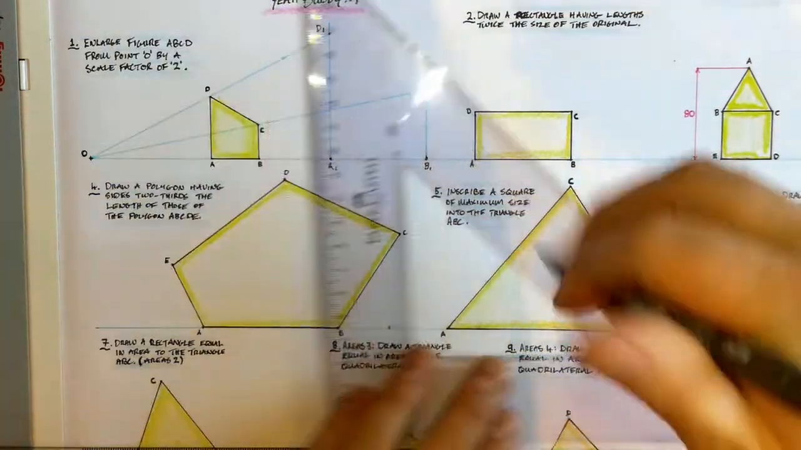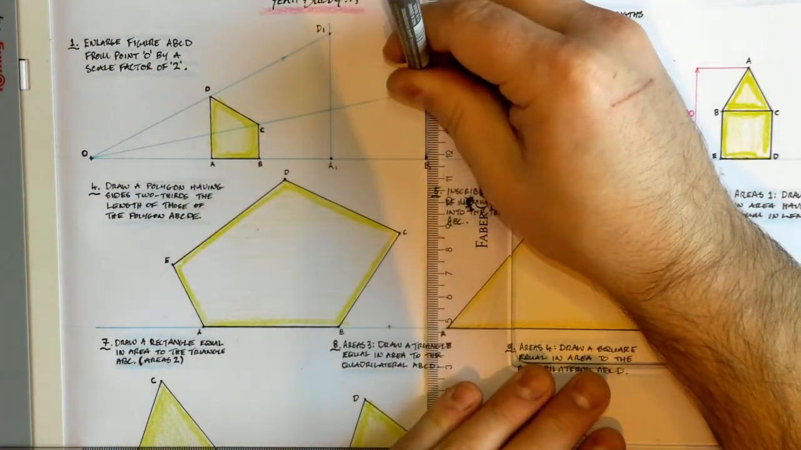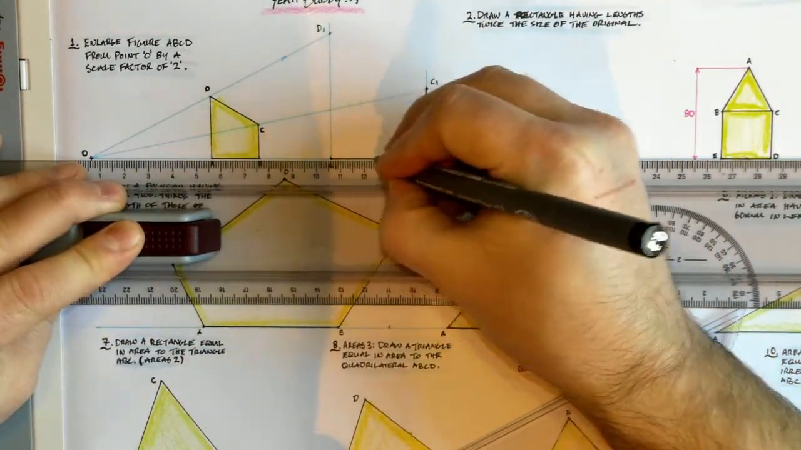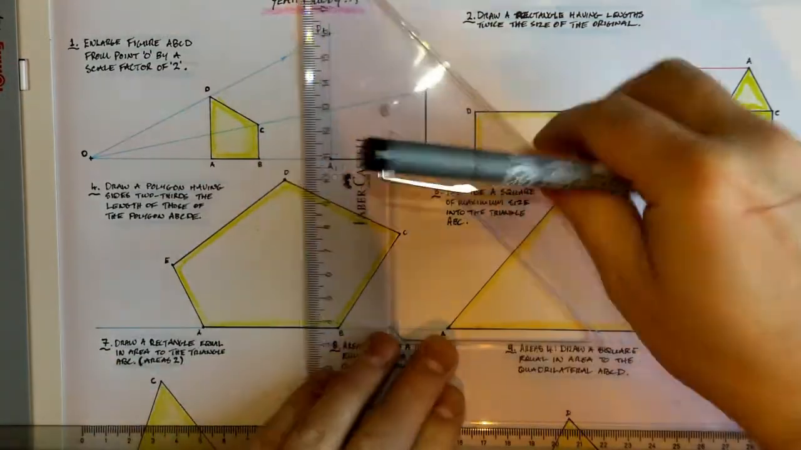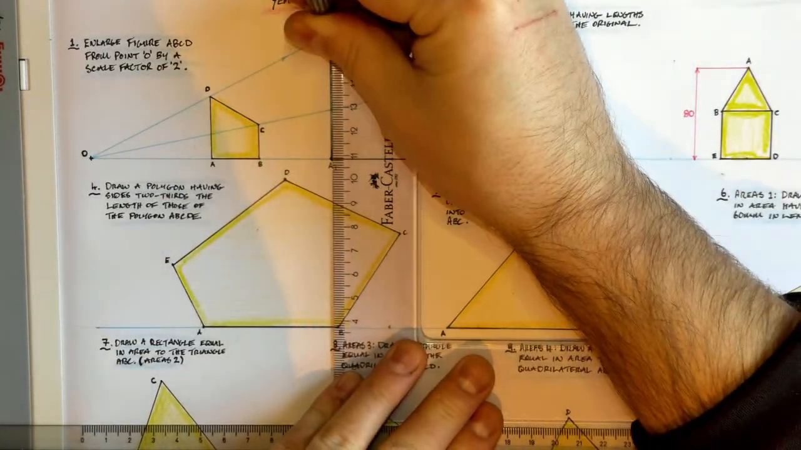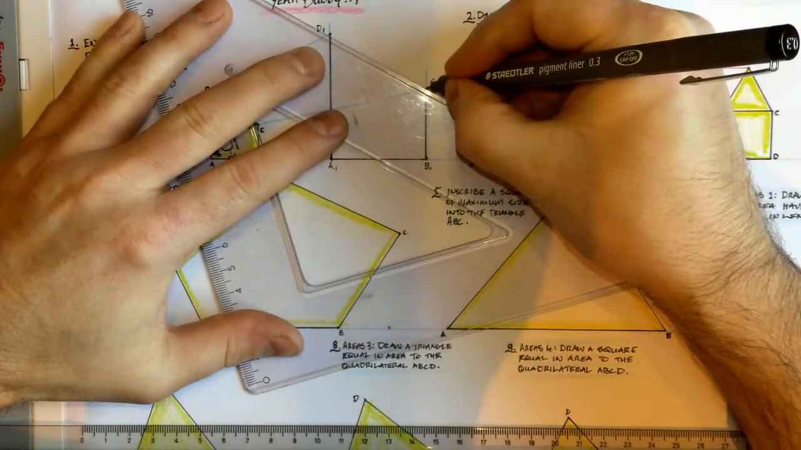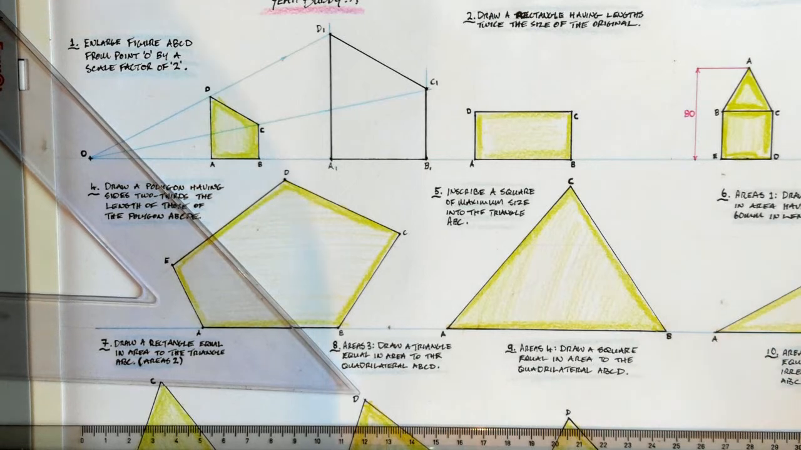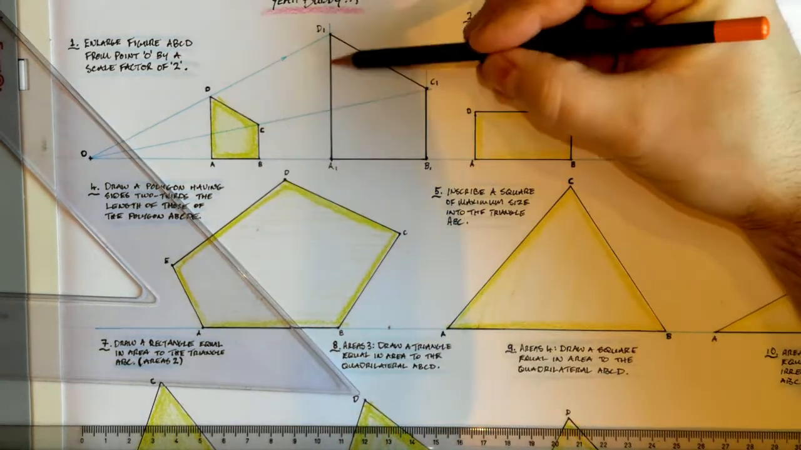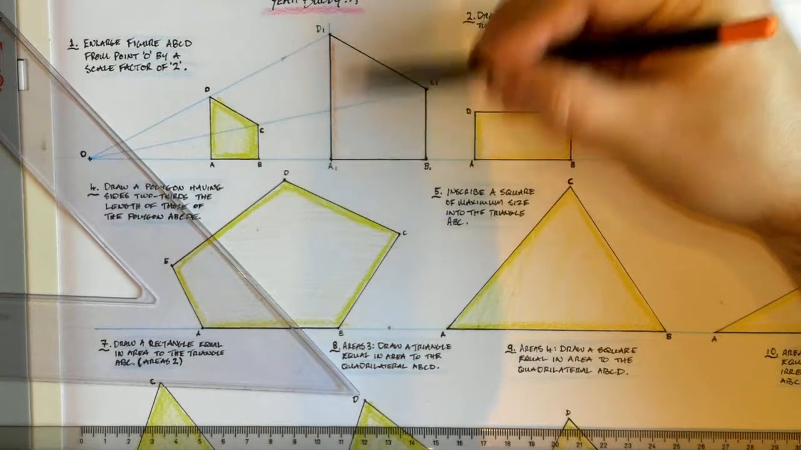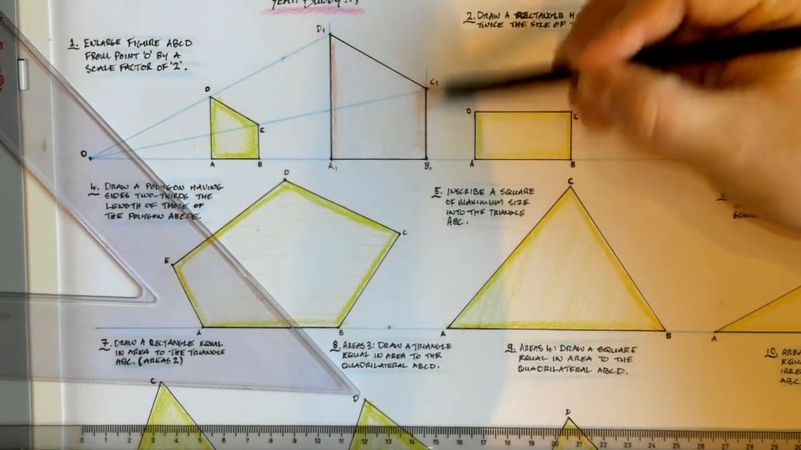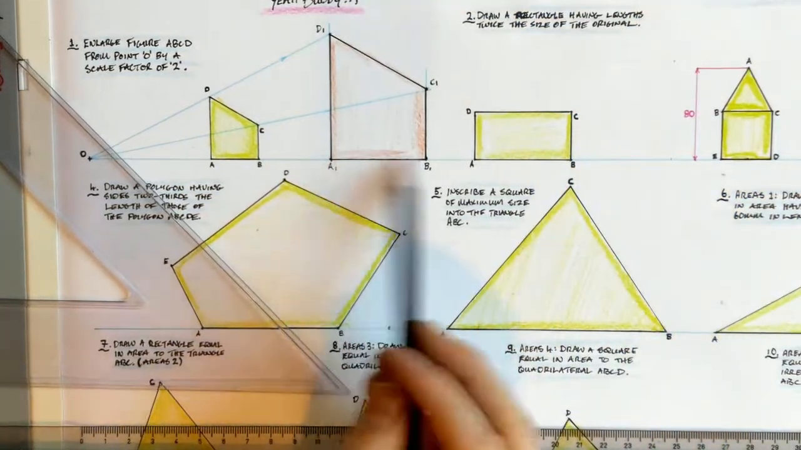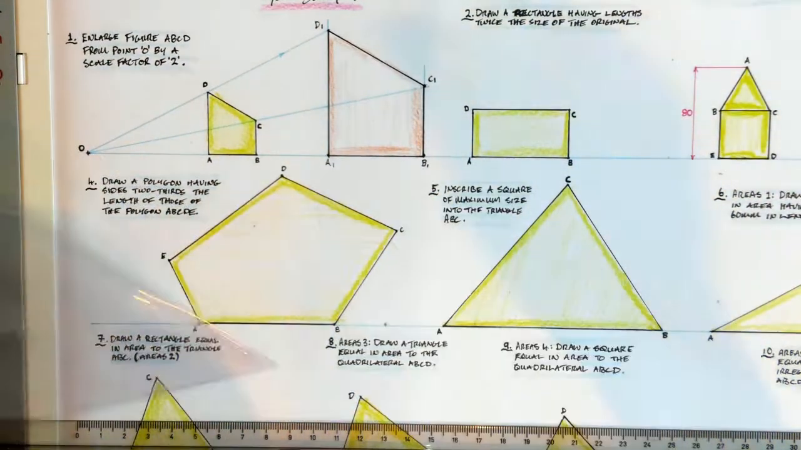So now what I can do is heavy in the line from B1 to C1, A1 to B1, A1 to D1, and D1 to C1. That is my figure enlarged and in its new size, and I'll just give it a very light colour there, just so we can distinguish that from the general. Okay, that's the first one.